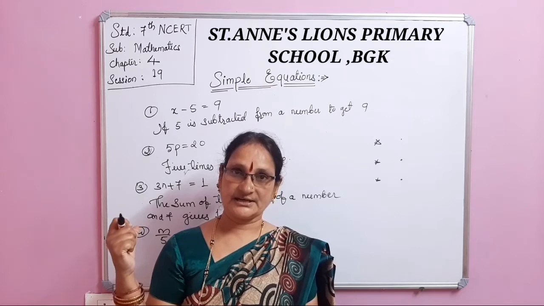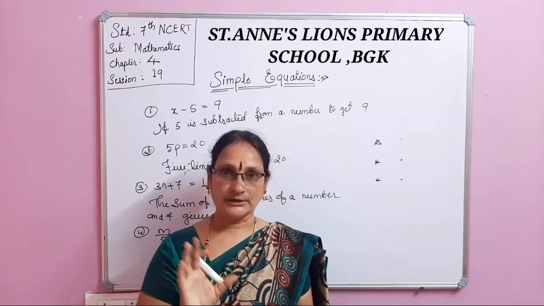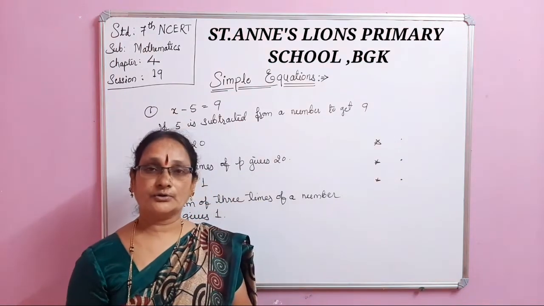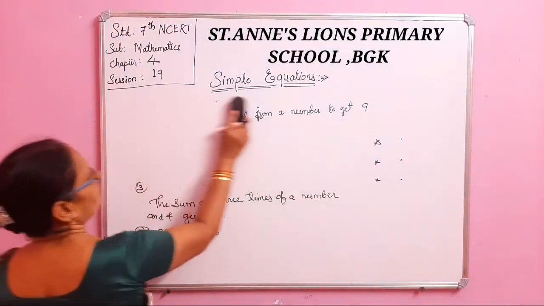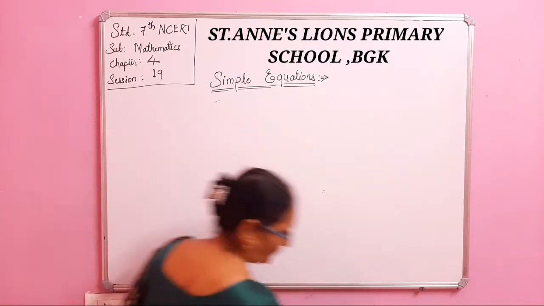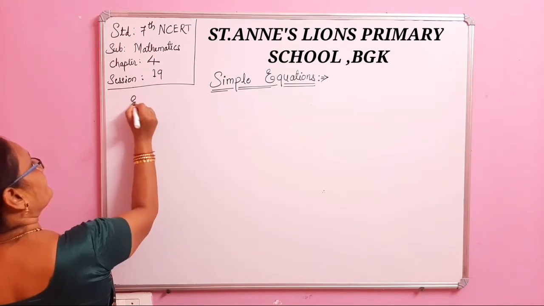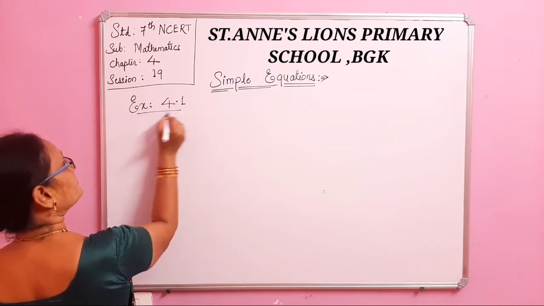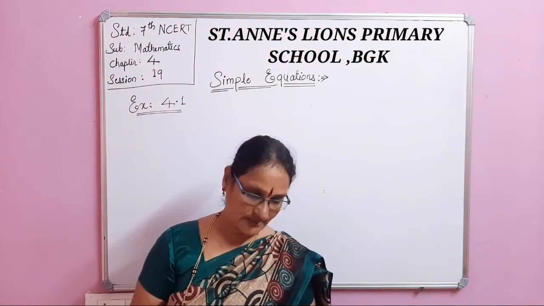Now, exercise I am starting. Okay, exercise 4.1. Just first main I do finish. Okay, but before the exercise, what you have to do? You have to write the points which I marked already. So, simple equations, exercise 4.1. Okay, see here. Complete the last column of the table.